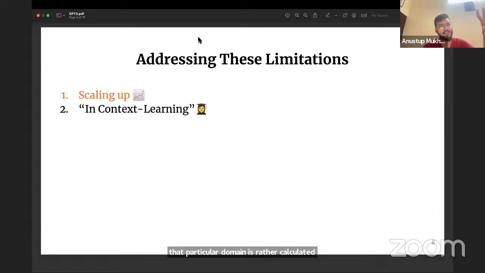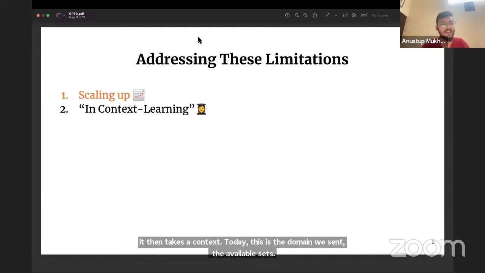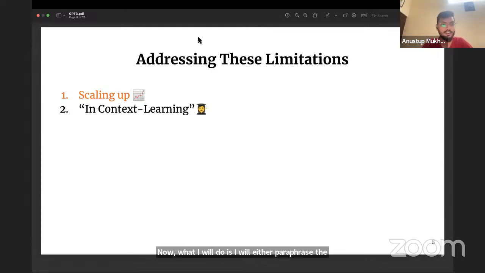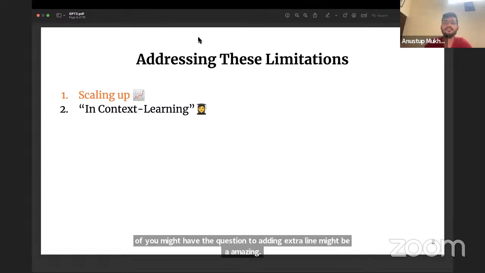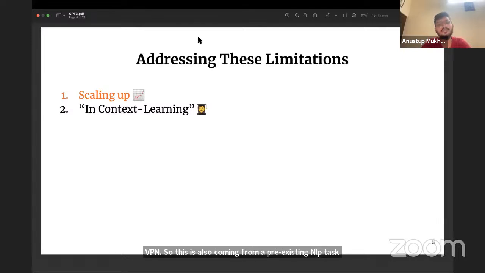Okay, this is the domain, these are the available sets. Now what I will do is either paraphrase the content or add some extra lines in that content. Any of you might think adding an extra line might be an amazing beauty. No. This also comes from a pre-existing NLP task called the fill mask task, or mask filling task, right? So just for an example, mask filling is something like this.